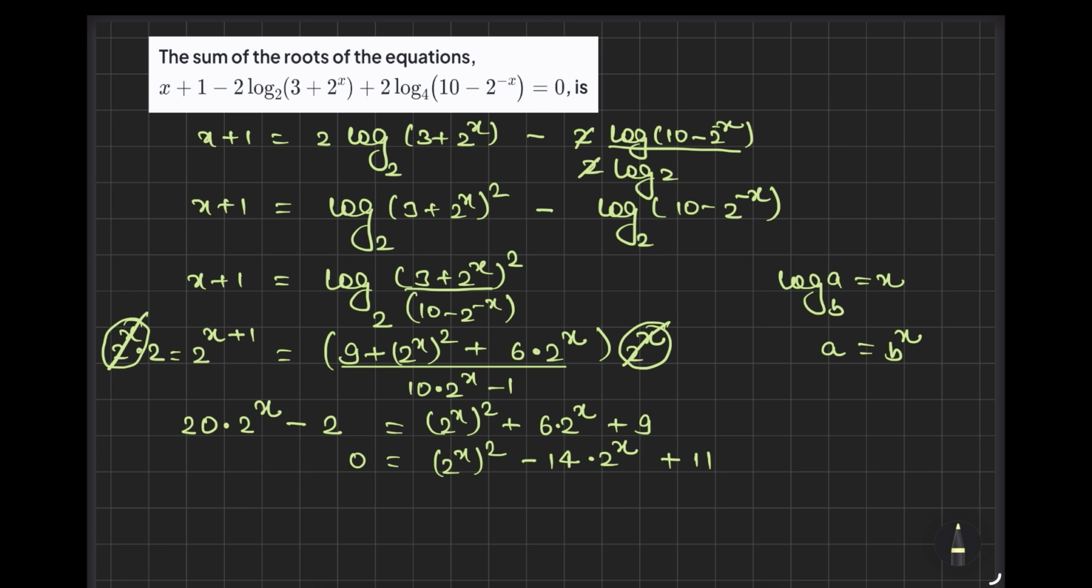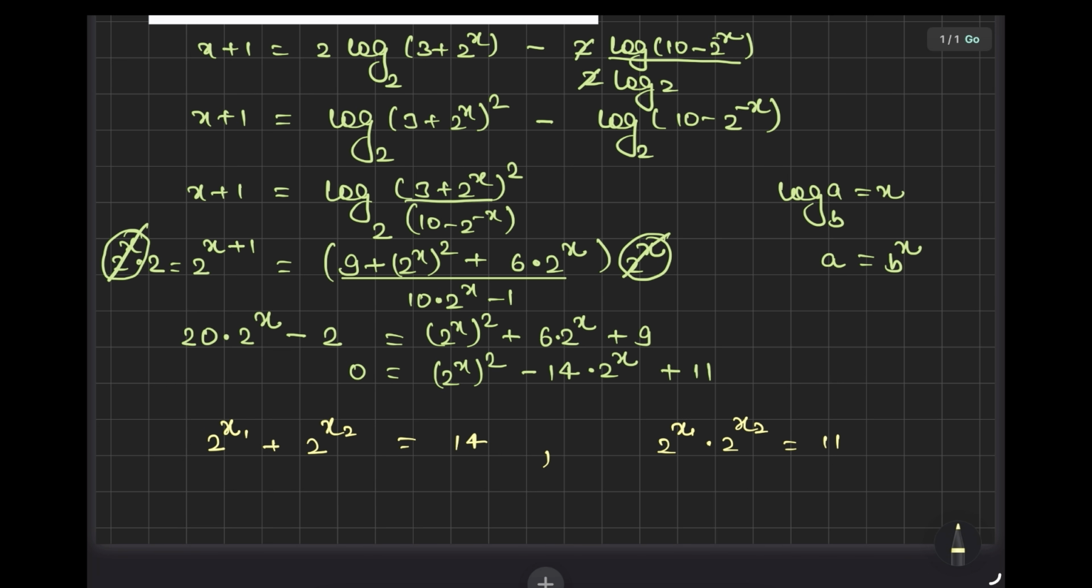Okay, so look at this. Can I go with 2 power x sum of zeros? This is quadratic, na. So 2 power x1 plus 2 power x2, sum of zeros will be minus b by a. So it is 14. Look at this, product of zeros: 2 power x1 into 2 power x2 will be equal to c by a. So 11. Now if you observe, here the base is the same and the powers will add. x1 plus x2 equals 11.